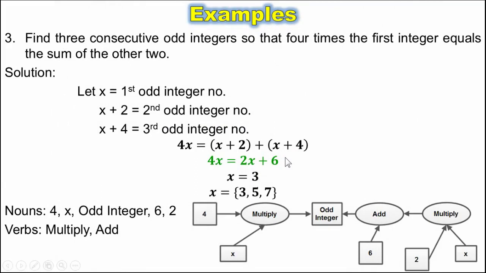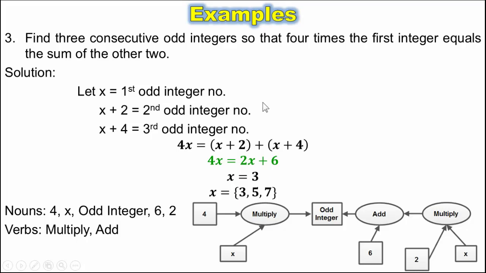Problem number 3. Find 3 consecutive odd integers so that 4 times the first integer equals the sum of the other 2. To solve this problem, we will apply algebraic expression. We are looking to find the 3 consecutive odd integers. So let the variable x be the first odd integer number.